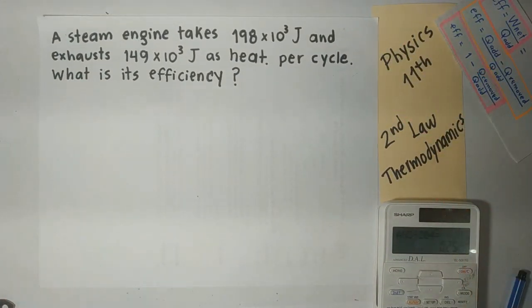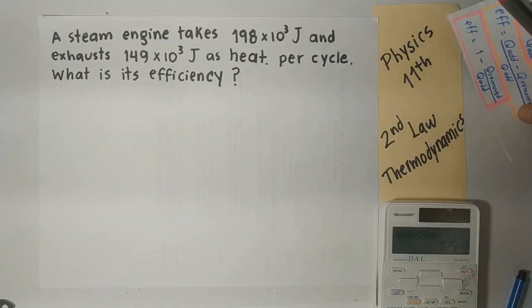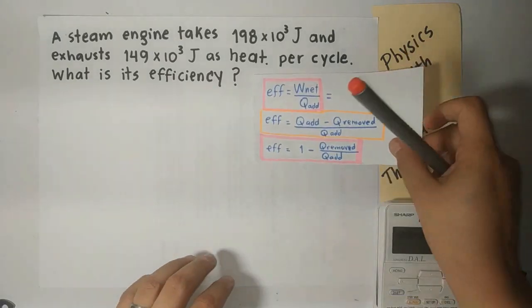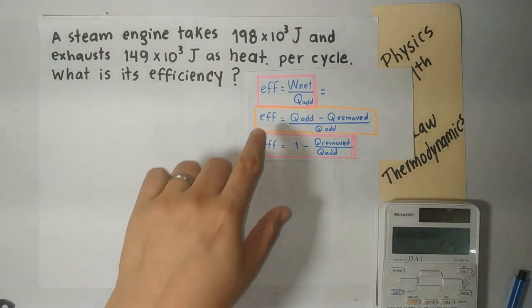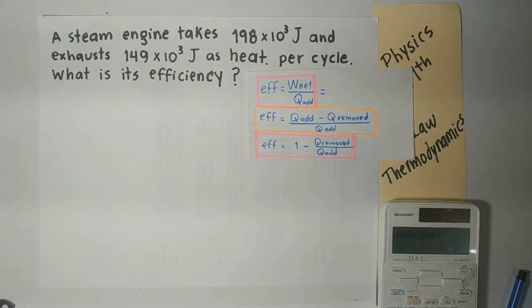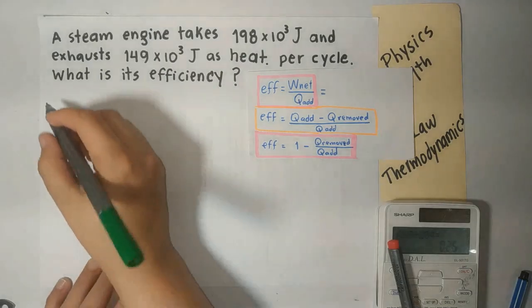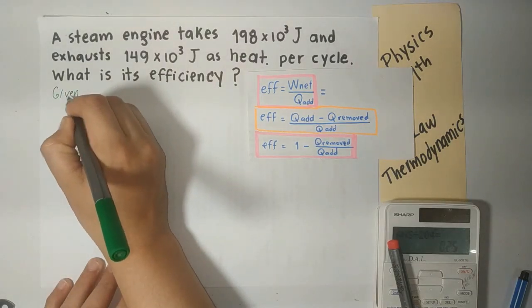A steam engine takes in 198 times 10 to the third power joules and exhausts 149 times 10 to the third power joules as heat per cycle. What is its efficiency? Now again, the wise first step is to take out the givens, and to identify the givens, we need to be aware of the formula that we are going to use. Now, what are the givens for this problem?